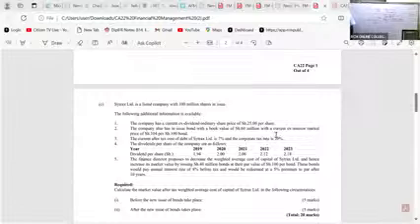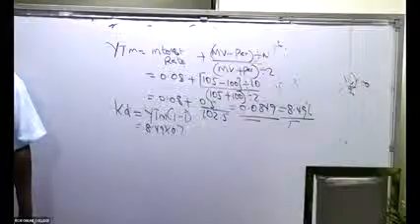Corporate tax rate is 30% here. Again, remember, if corporate tax rate in finance is not given, you should always assume it to be 0.